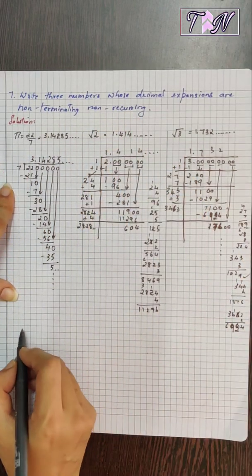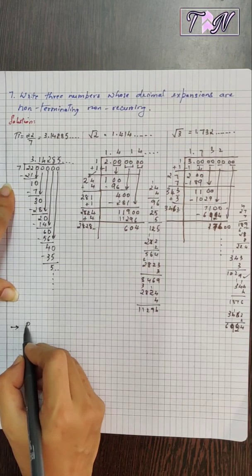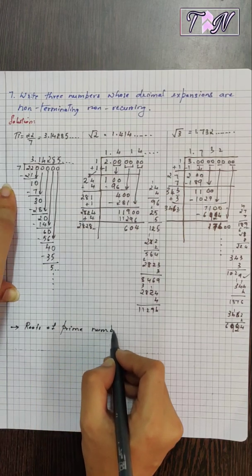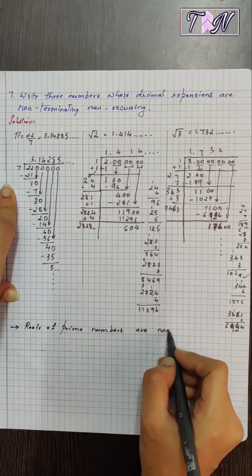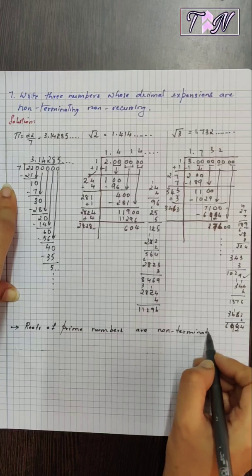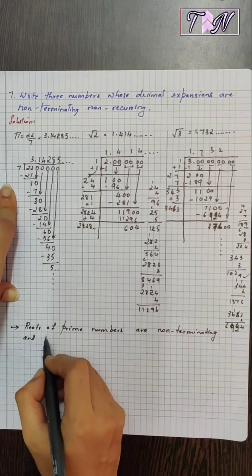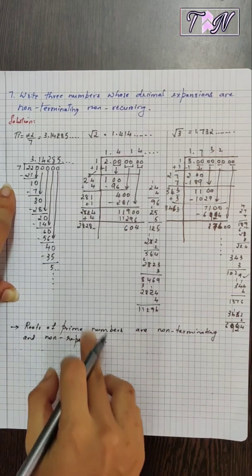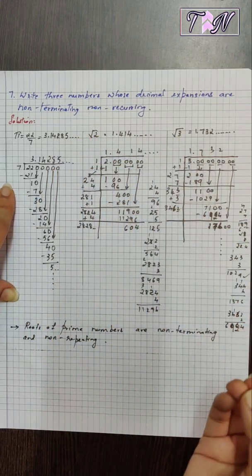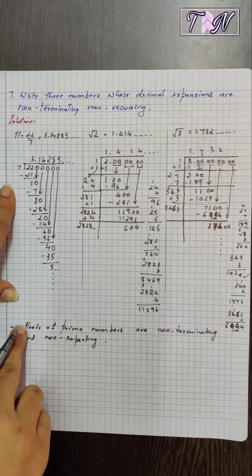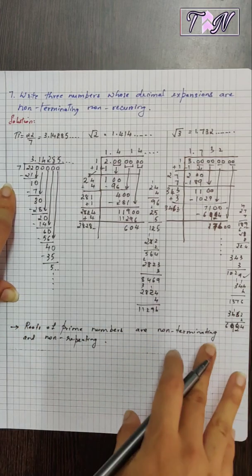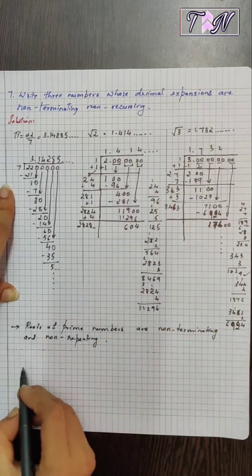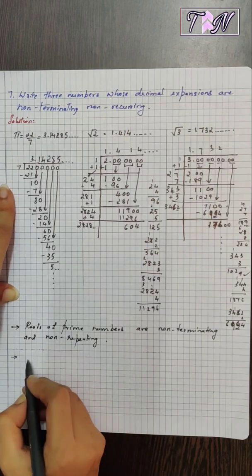Now if we speak generally, we should know that for a fact roots of prime numbers are non-terminating and non-repeating. So we saw here root 2 and root 3. They are prime numbers, right? So in general, if we take roots of any prime numbers, their decimal expansion will be non-terminating and non-repeating.